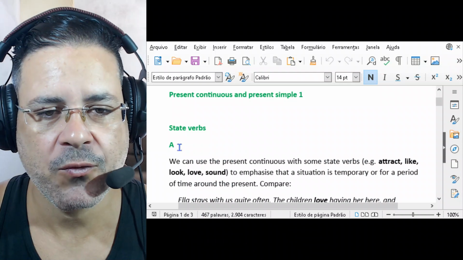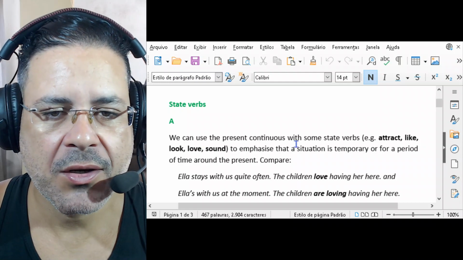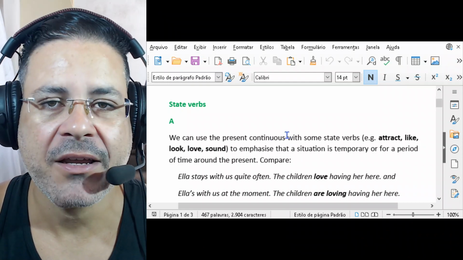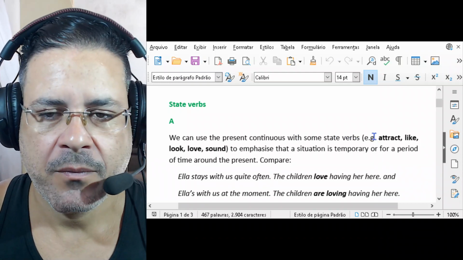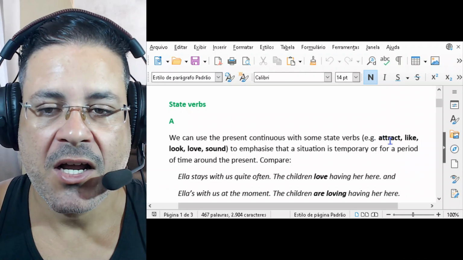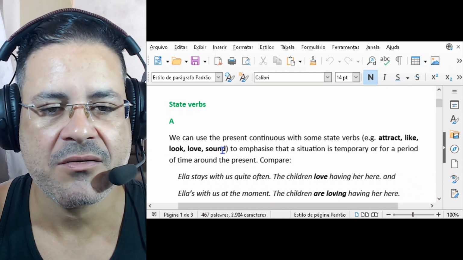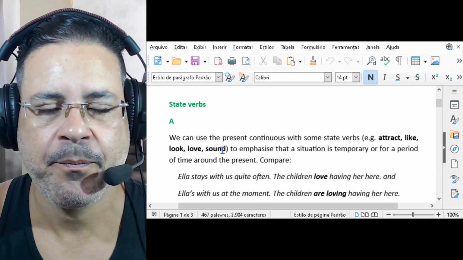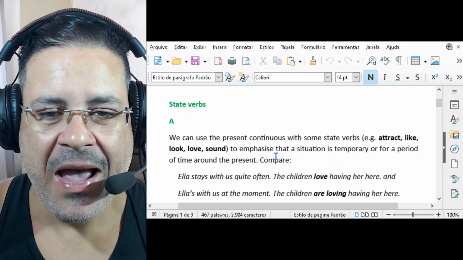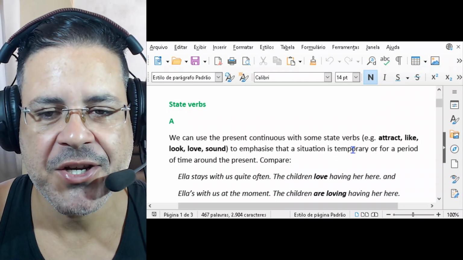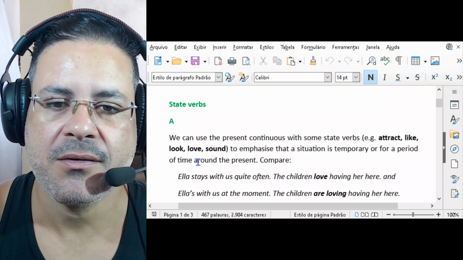Okay, this is section A. Let's go along together. We can use the present continuous ing forms with some state verbs, e.g., that means, for example, attract, like, look, love, sound. Those are state verbs. They're not action verbs. With those verbs, to emphasize that a situation is temporary or for a period of time around the present. Compare.